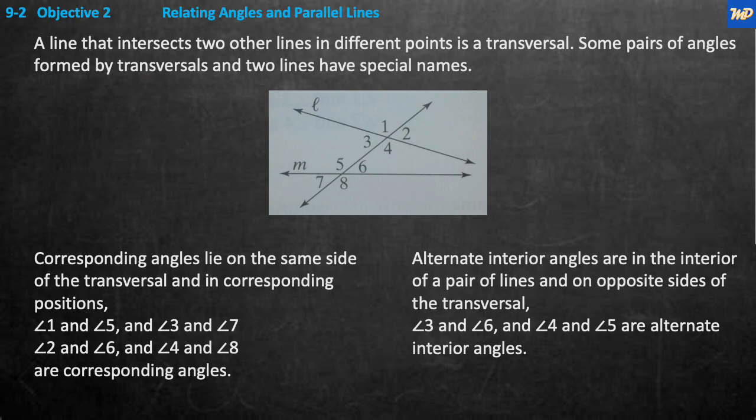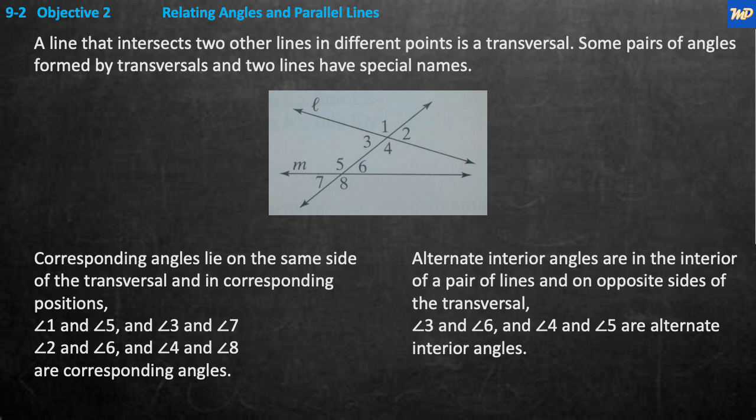Okay, objective 2, relating angles and parallel lines. A line that intersects two other lines in different points is the transversal. Some pairs of angles formed by transversals and two lines have special names. So we're going to look at the names of those angles that are formed.